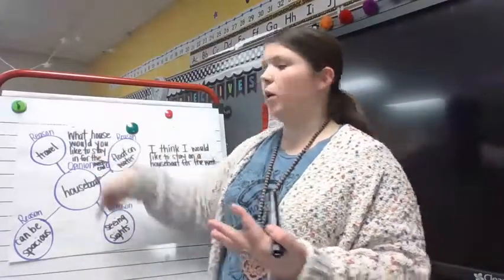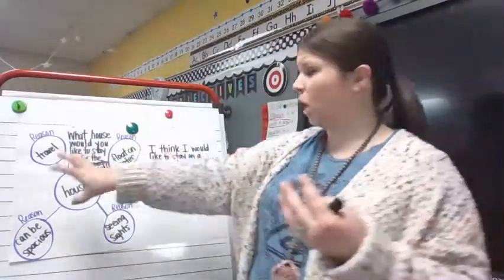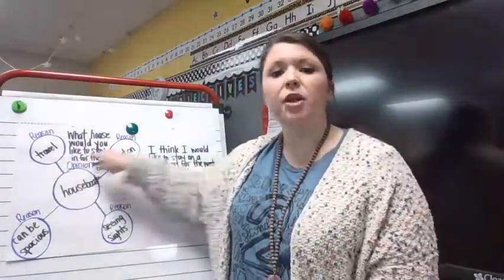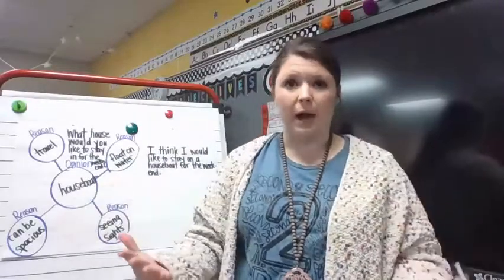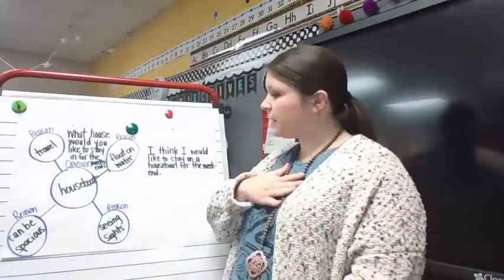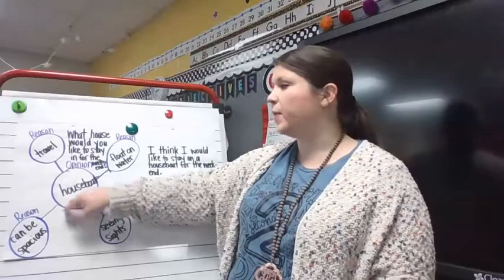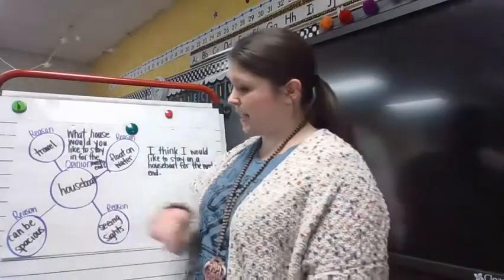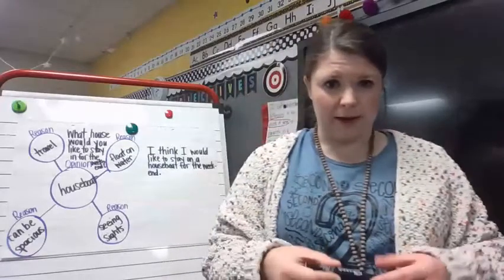Remember, you did a graphic organizer to tell your opinion, which house you wanted to stay in that answered the question. Then you had to give 4 reasons why, okay? So Miss Gaskins' reasons for wanting to stay in a houseboat is to travel. It floats on water, you can see the sights, and it can be spacious like a house, okay?